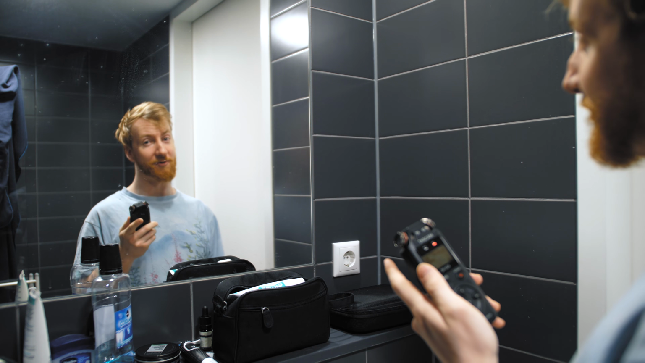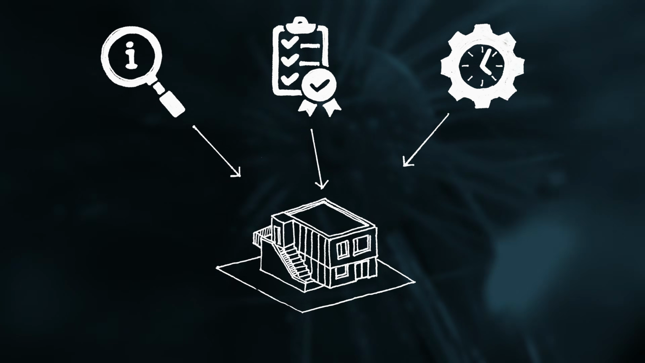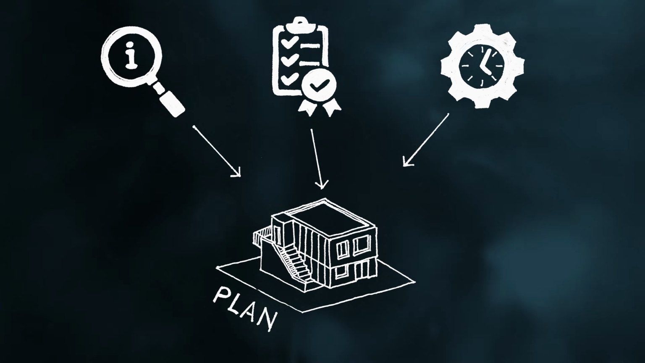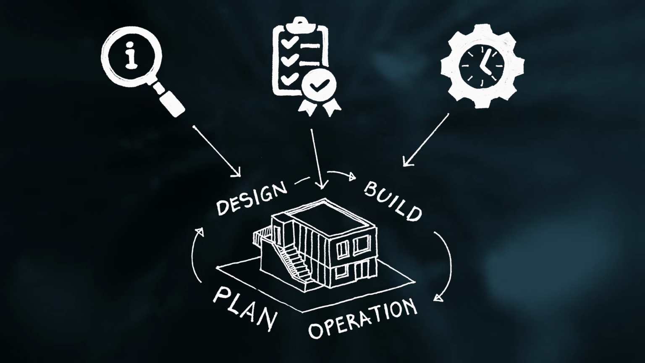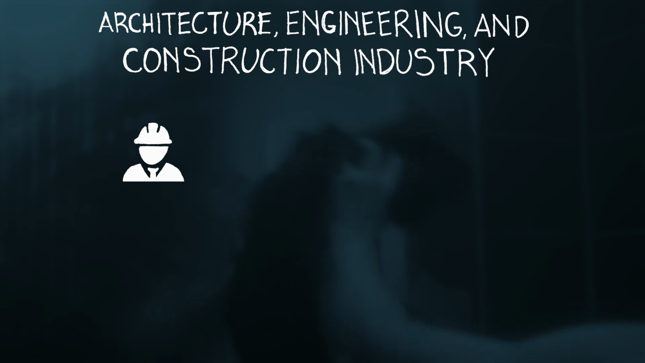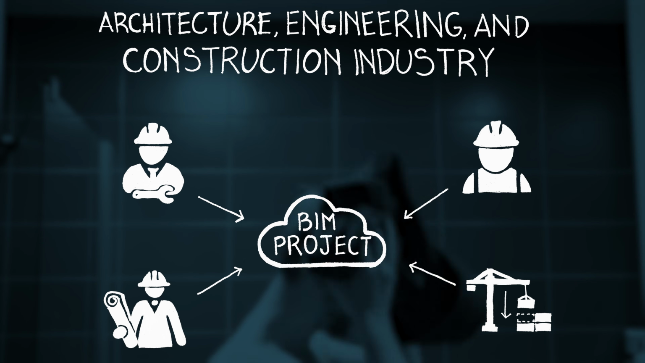So you probably know what engineering is, but do you know what BIM is? BIM stands for Building Information Modeling. It's a holistic process for creating and managing project data within an intelligent 3D model, from the plan to the design to the build and the operation. BIM is quickly becoming a standard process in the architecture, engineering, and construction industry. It allows for different design and construction disciplines to collaborate on projects in a cloud-based environment.